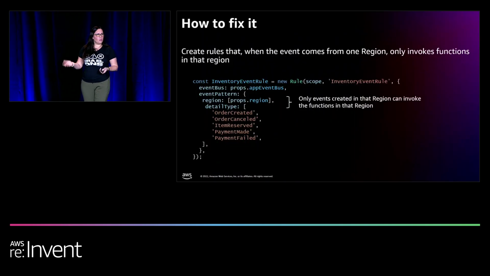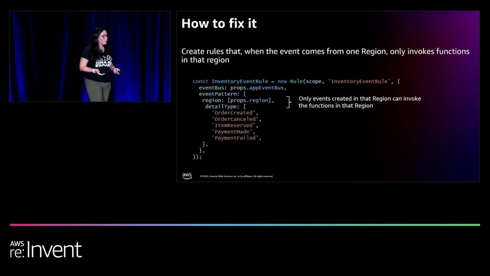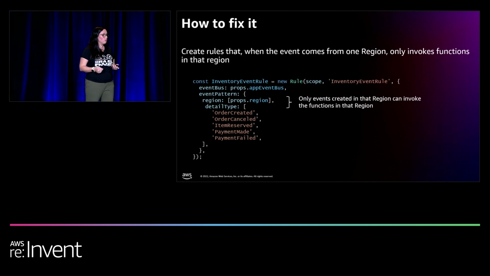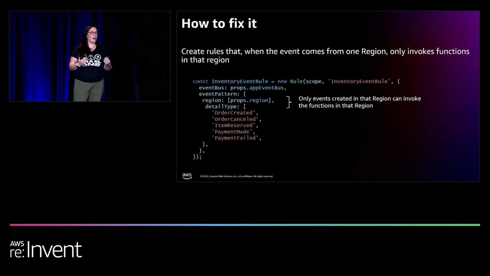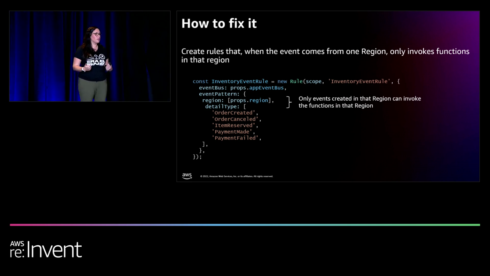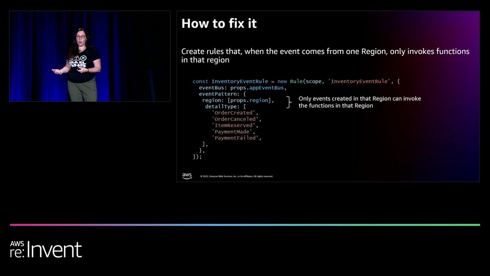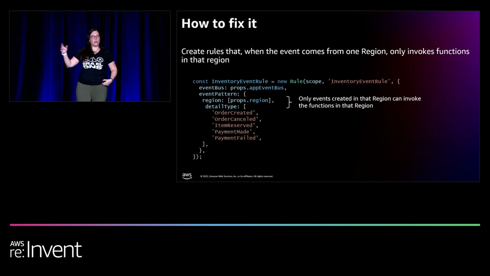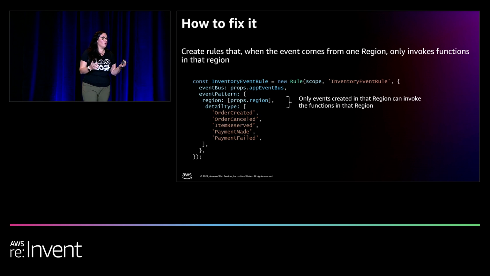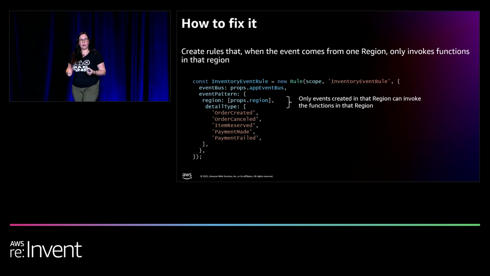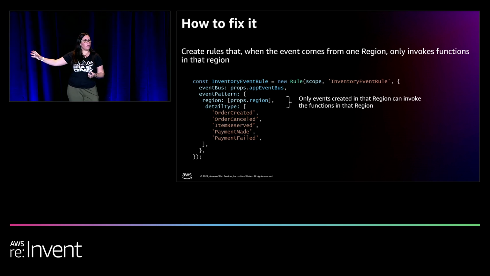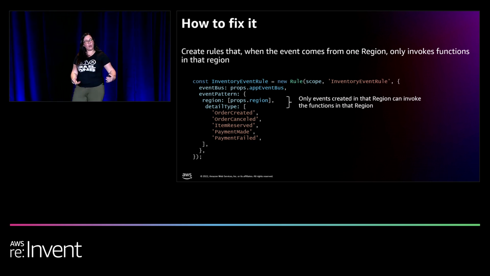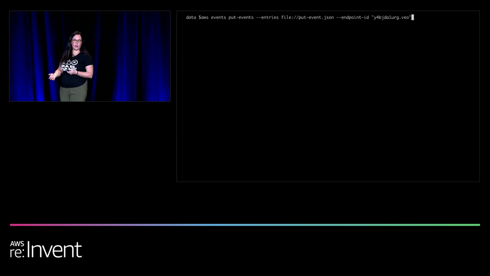So how do we solve this? Very simple. We add into our rule a check that we only process the events that are coming from the region where the event is created. So in that way, now the events are only going to trigger the right region. So if we are in the primary region, the event comes from the primary region, boom, we trigger the application in that region. And if it's coming from the failover, we go through that way. So let's see it in action.